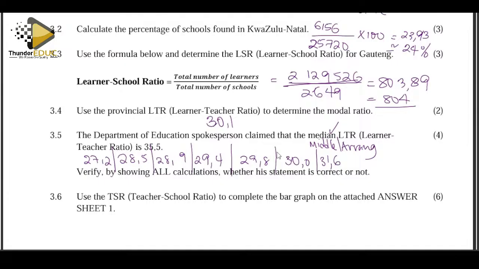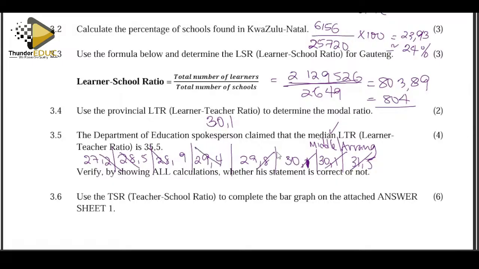30, arrange. This one is supposed to be another 30. Then 30,1, this is comma 1. After 30,1, we have the last one, which is 30,5. So they're asking you the median. We cancel 1, 2, 3, 4. 1, 2, 3, 4.